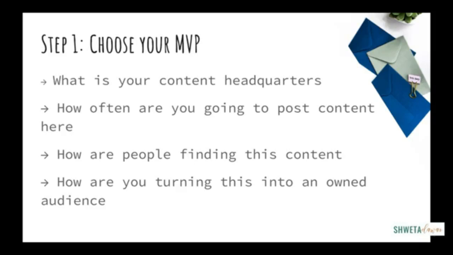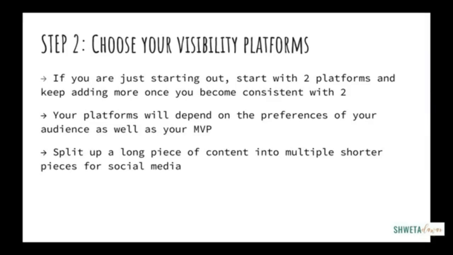Today we are focusing on repurposing content. So that's step one, choosing your MVP. The next step is choosing your visibility platforms, right? So now you have your MVP. Let's say you've decided that you're going to blog every week. And the way you're getting people onto your email list is by having a content upgrade for every blog post. So that's step one done. Now, the second step would be to choose your other visibility platforms.